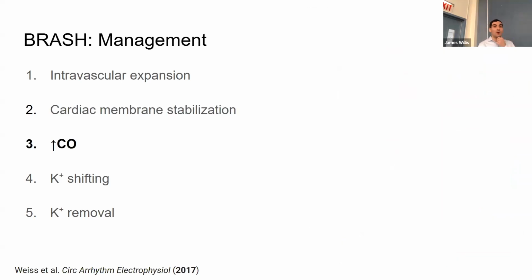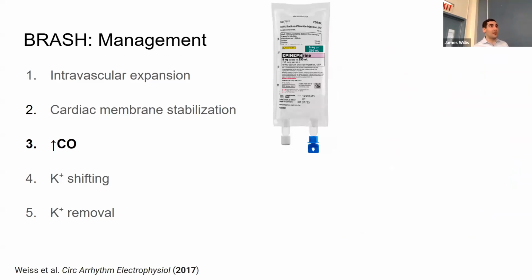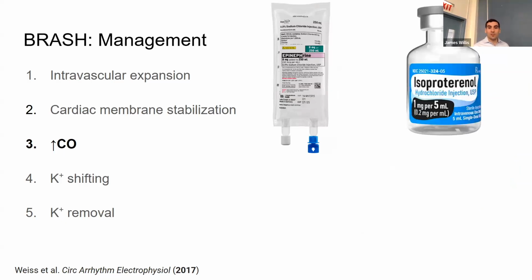Moving on to cardiac output. The next pillar is augmenting their cardiac output. Your first line choice is typically epinephrine. You can start it as a drip, set at a rate of 2 to 4 micrograms per minute and titrate to clinical effect. It increases both inotropy and chronotropy. Another one is isoproterenol. It's a pure beta agonist with chronotropic effects. Typical rate is 1 to 20 micrograms per minute as a drip.